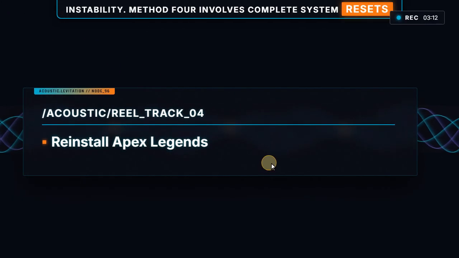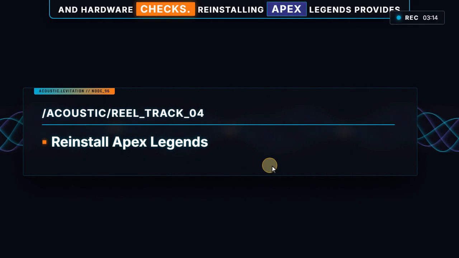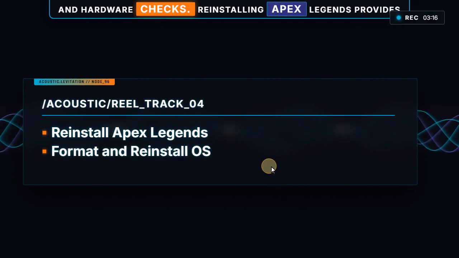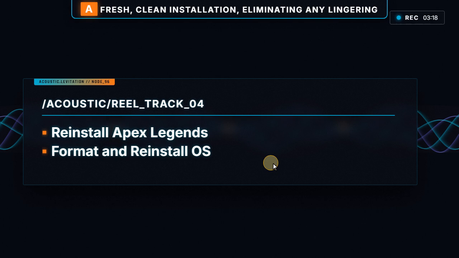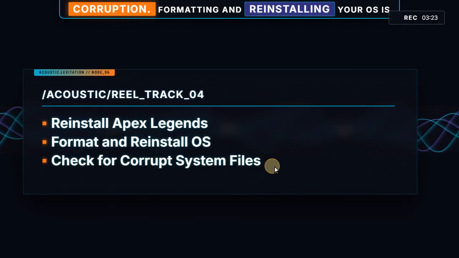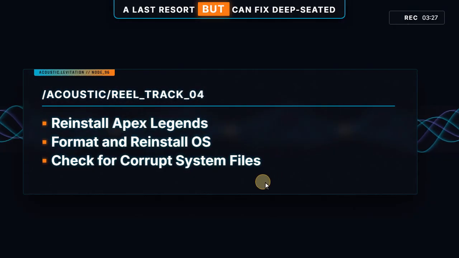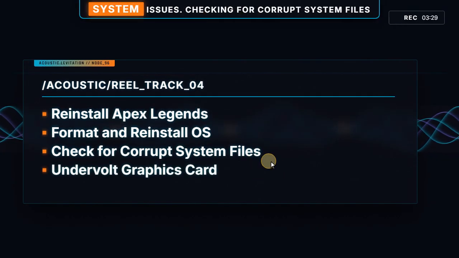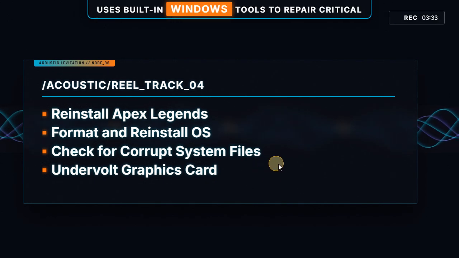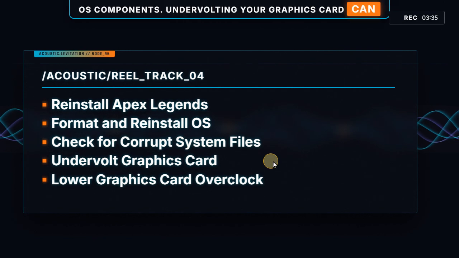Method 4 involves complete system resets and hardware checks. Reinstalling Apex Legends provides a fresh, clean installation, eliminating any lingering corruption. Formatting and reinstalling your OS is a last resort but can fix deep-seated system issues. Checking for corrupt system files uses built-in Windows tools to repair critical OS components.